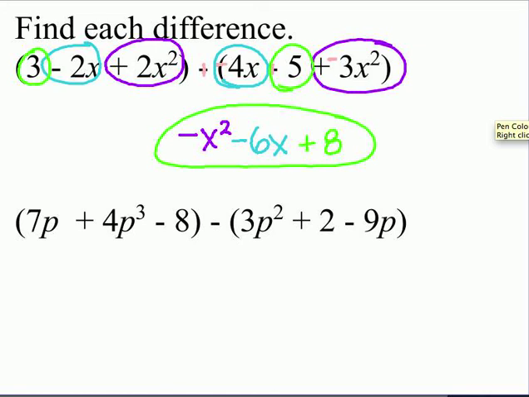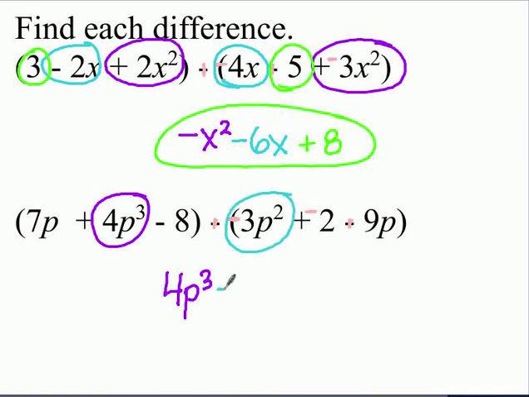Okay, so now on the bottom one, we're going to do the exact same thing. So we have 7p plus 4p cubed minus 8. And then minus the quantity, 3p squared plus 2 minus 9p. So we're going to go ahead and switch, switch, switch, and switch. What's my first term going to be? 4p to the third. Good. What's my next term going to be? Negative 3p squared.